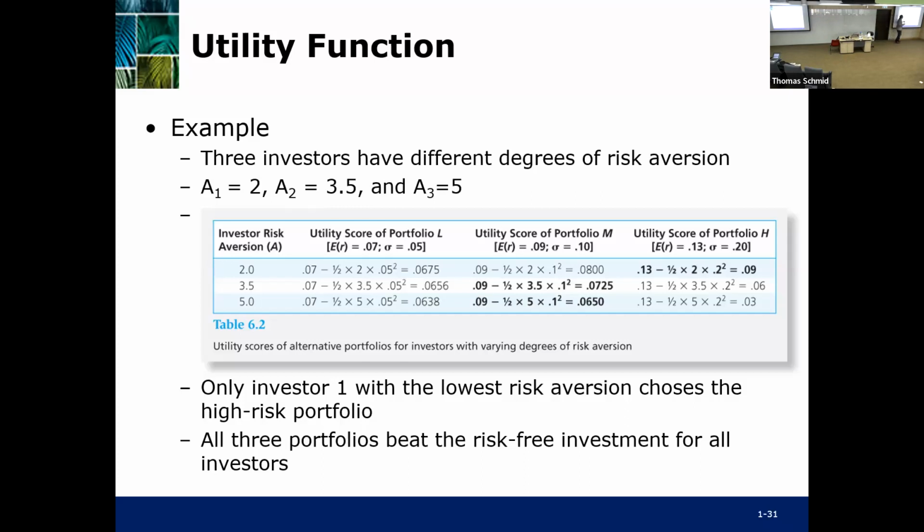If you want some way to verbalize what the utility score means, this would be it. Equally attractive as a risk-free rate of 9%, equally attractive as a risk-free rate of 6.5%.